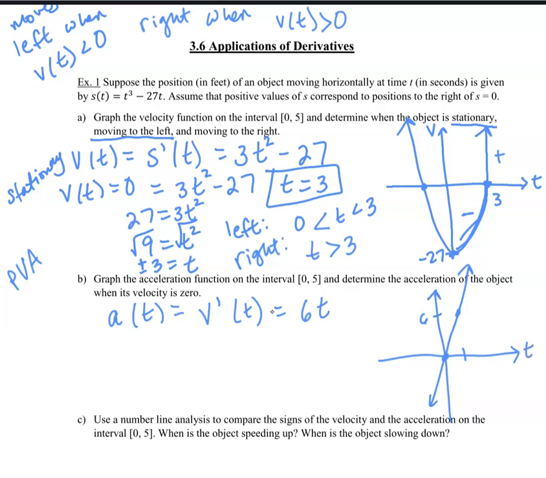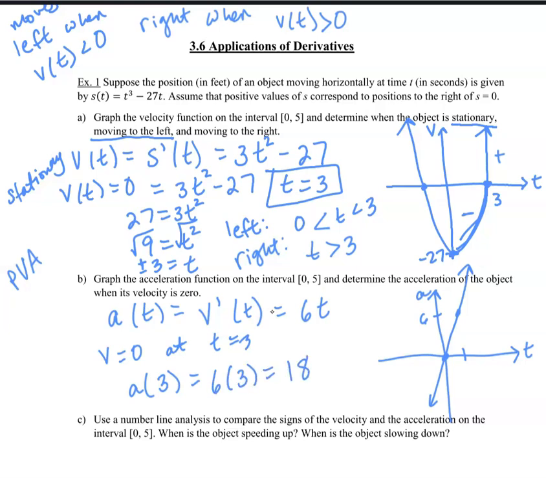That's t, that's a. Make sure we label our axes. And it says determine the acceleration when the velocity is 0. So the velocity, remember, was equal to 0 at t equals 3. So the acceleration then at 3, to figure that out, I'm going to just substitute that into the acceleration function, and I get 18.